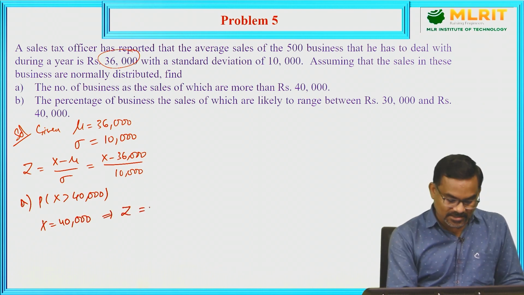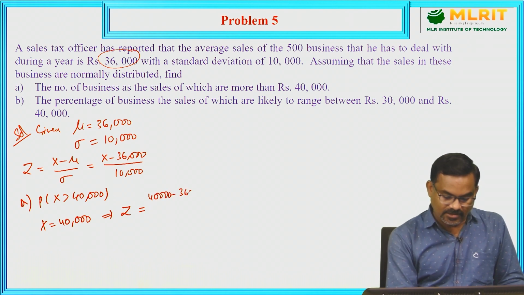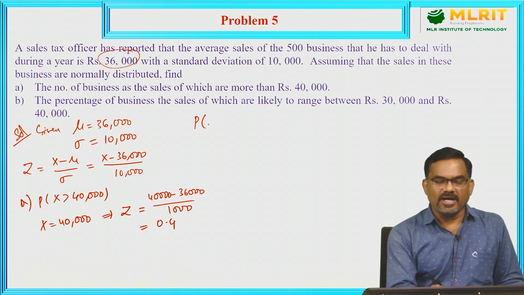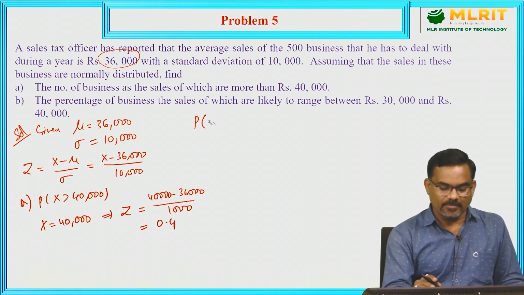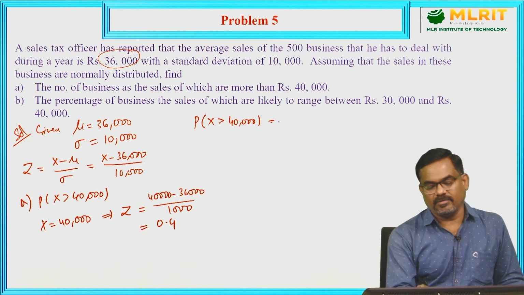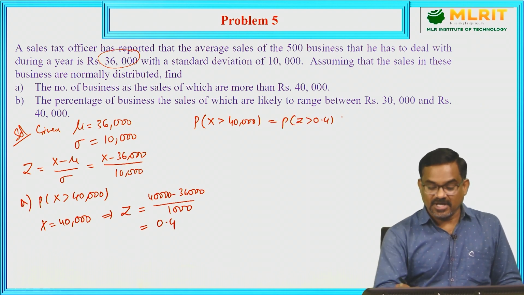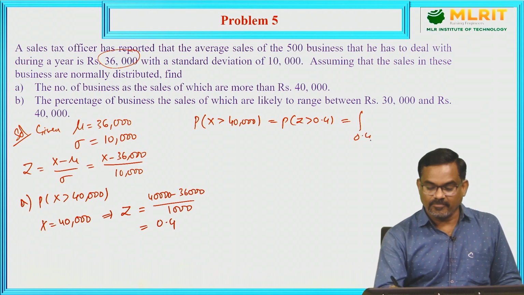Then z is (40,000 minus 36,000) by 10,000, which results as 0.4. And that means to find the probability of x greater than 40,000, we calculate the probability of z greater than 0.4. So z greater than 0.4 means the integral from 0.4 to infinity of f(z) dz.